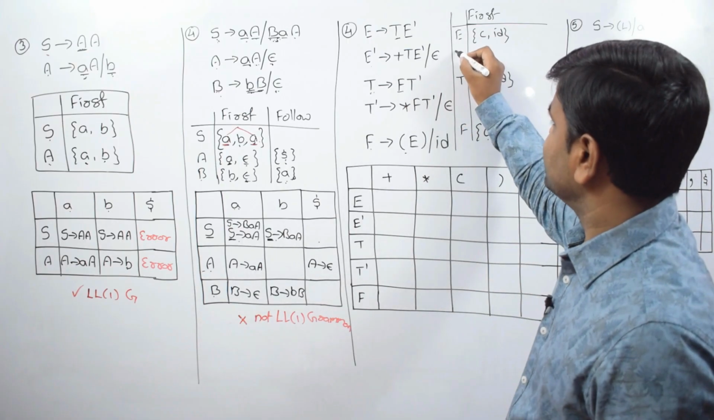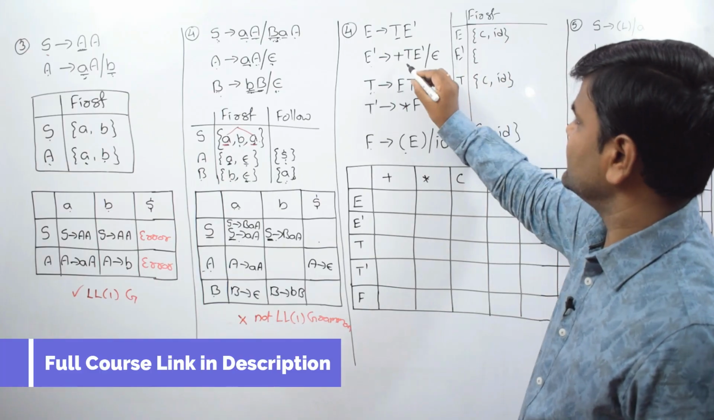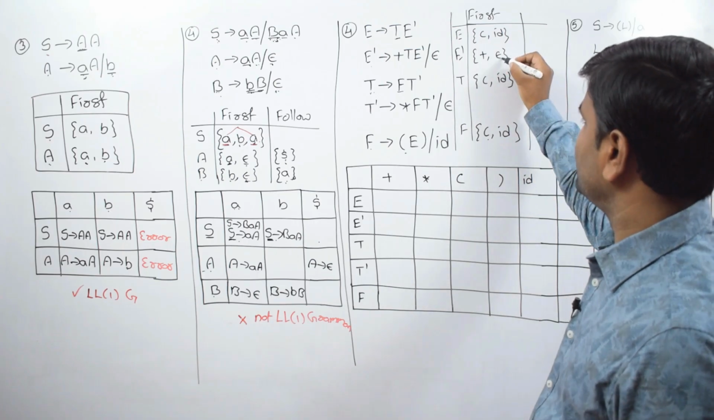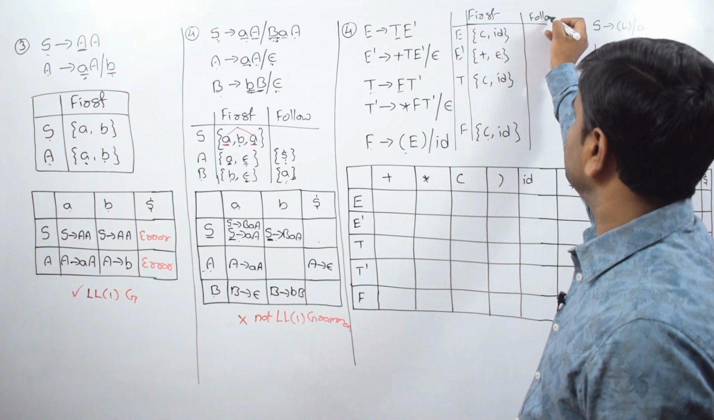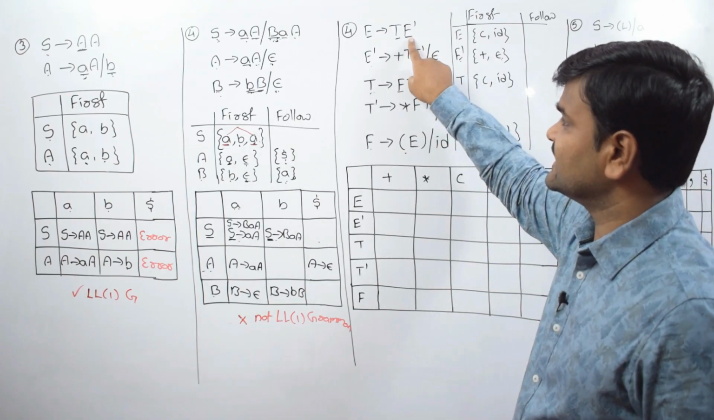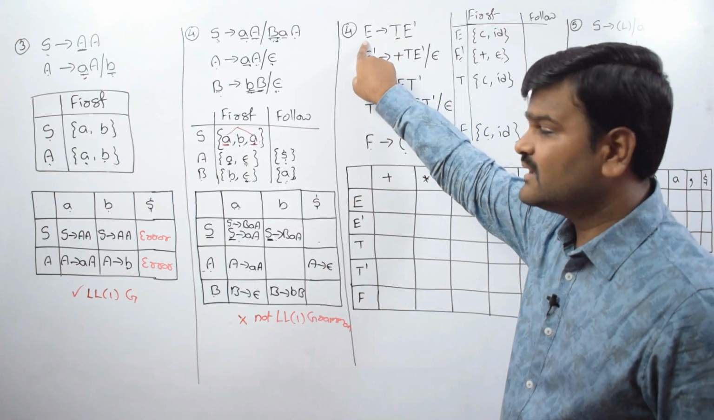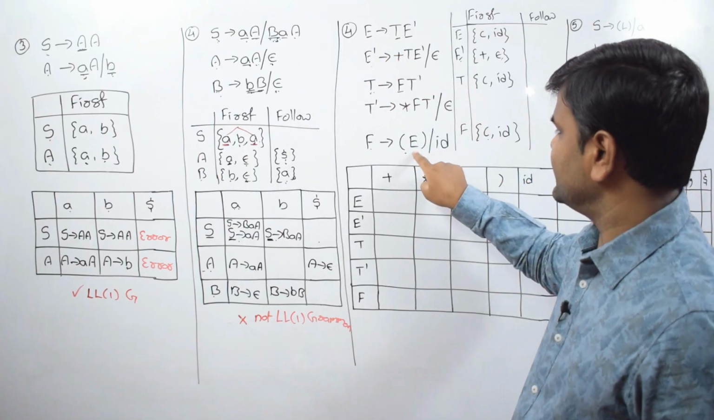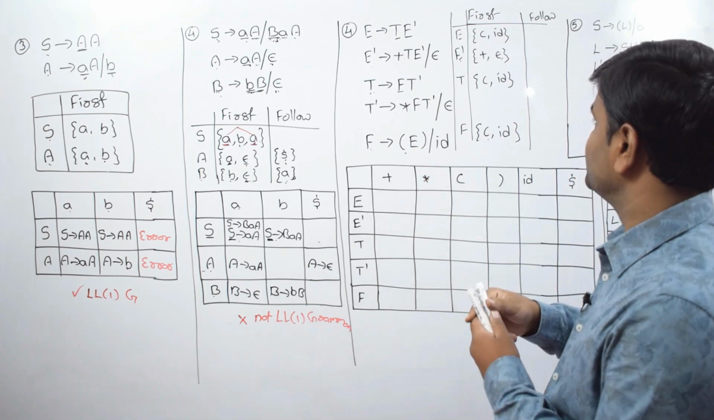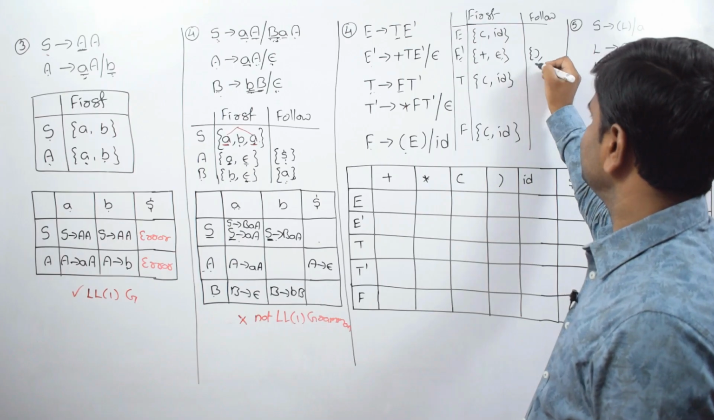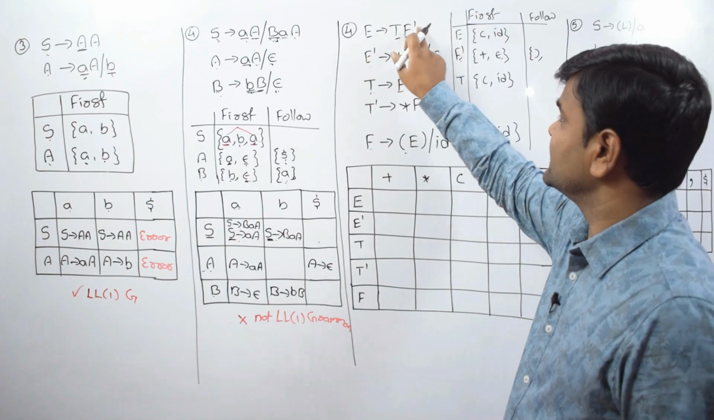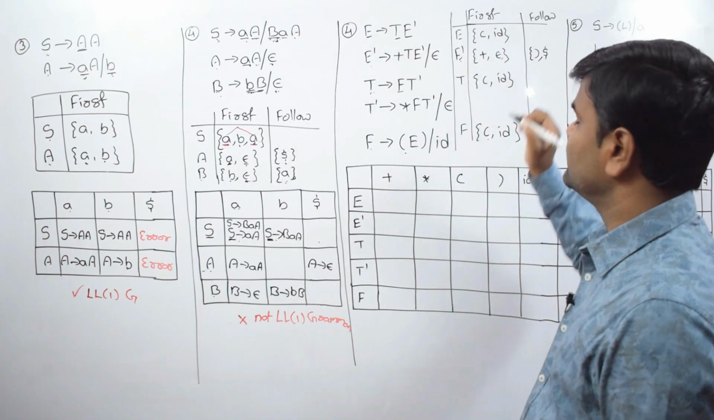Now first of E dash is what? Plus, epsilon. Whenever you have an epsilon, we have to find out the follow, right? So follow of E dash is actually follow of E. Here E exists, so follow of E is what? Closed brace. Then E is the starting symbol, so since E is the starting symbol, you are going to have dollar also.